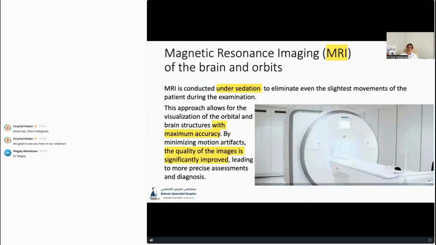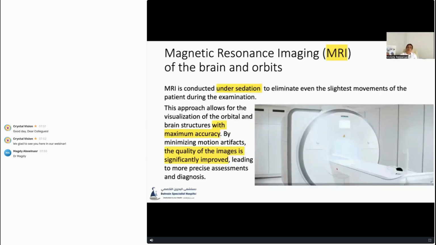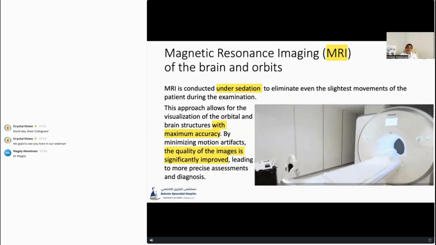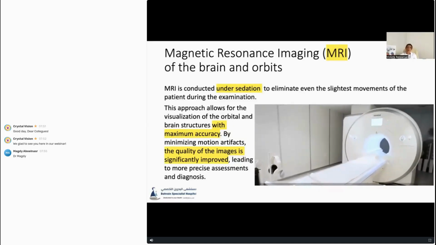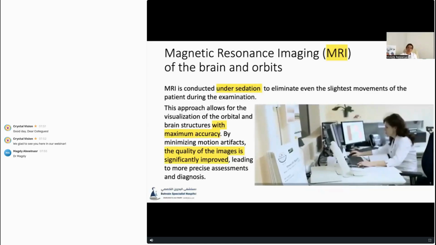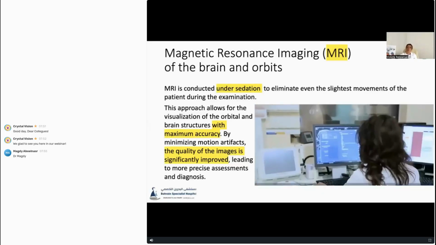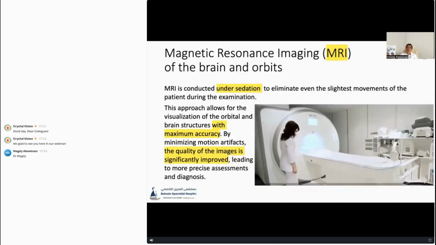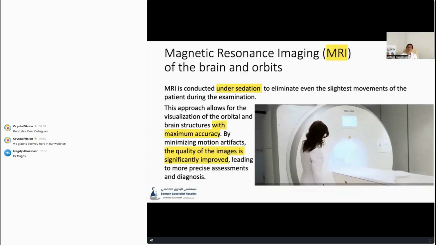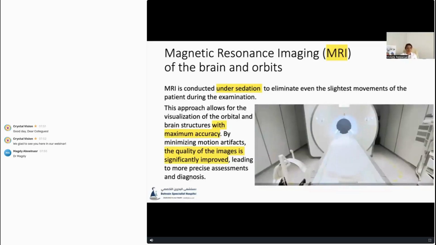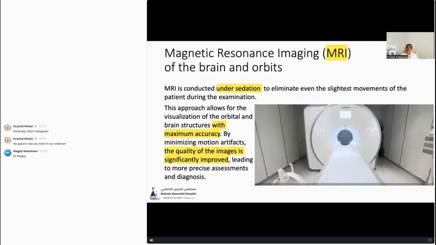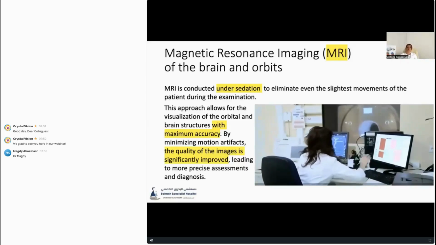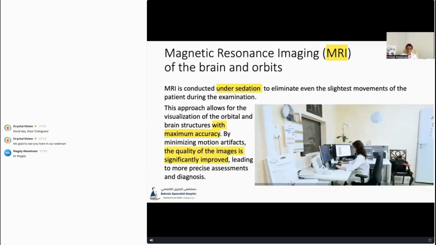Now, a few words about MRI examination. MRI of the brain and orbits is a valuable examination used to assess various neurological and ocular conditions. MRI is employed to visualize the brain, optic nerves, and surrounding structures in the orbits. It helps identify any abnormalities such as tumors, structural malformations, or signs of demyelinating diseases. It can help in diagnosing conditions like multiple sclerosis, optic neuritis, or intracranial hypertension.